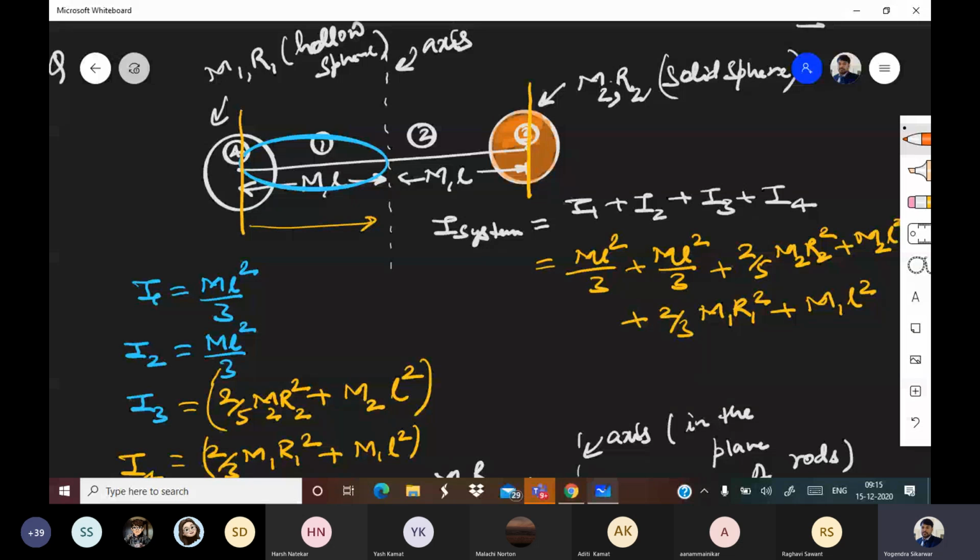Two spheres, one hollow, one solid. Because it was perpendicular to the plane. You don't read the question. Read the question. The axis was given perpendicular to the plane. In the question, it was clearly mentioned that the axis is perpendicular to the plane.